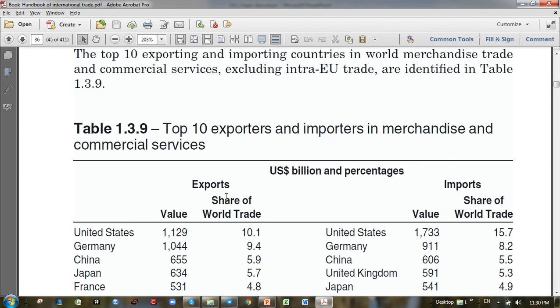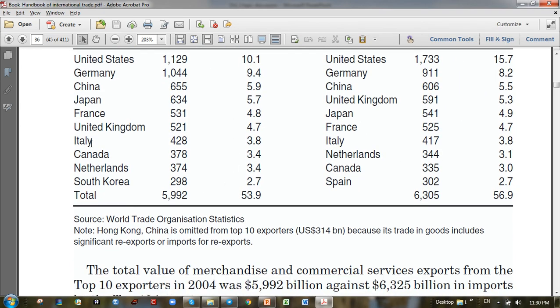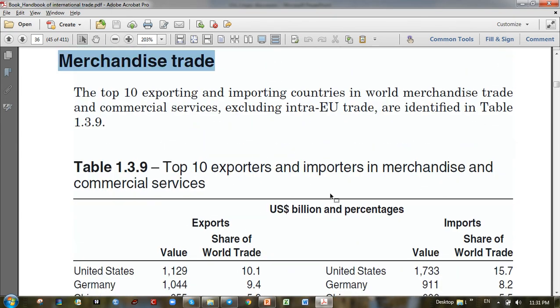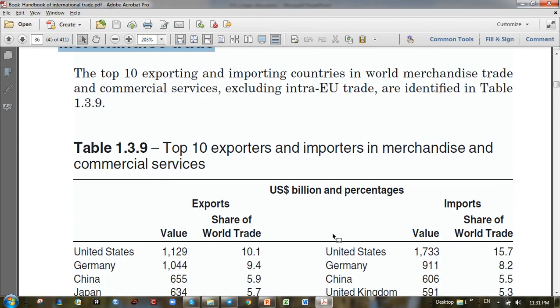Okay, so the last point you will have one table, 1.3.9. So you need to see this one. This is not really hard to work for the last point. Okay, so now I'm up to the end of my presentation.